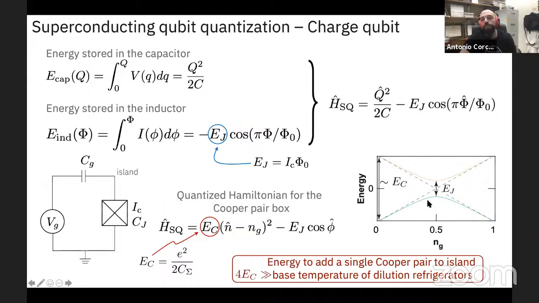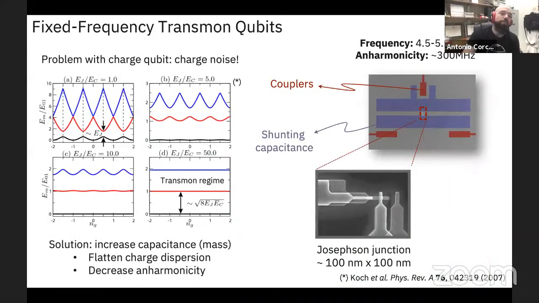So now, if we look at this, we see that there is a sweet spot here where we are first order insensitive to fluctuations in Ng, and this is important because this source is going to be noisy. If we are kicked out of the sweet spot, we will have a variation in the frequency of the qubit. So the frequency is not well defined, and that will affect the coherence of the qubits. This was one of the first implementations of superconducting qubits, a decade and a half ago, and then from there, people realized that this was not enough to have good qubits.